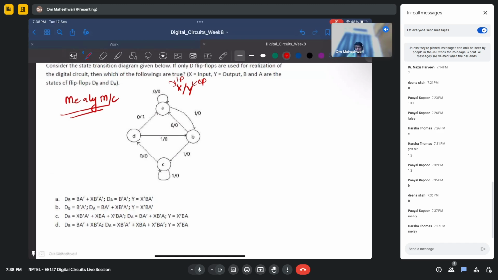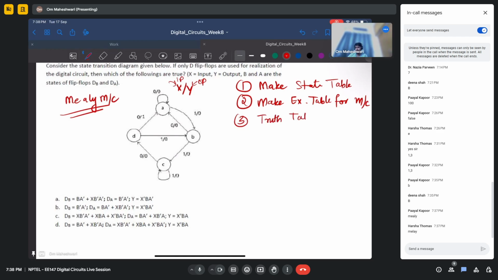So to do that, it consists of three steps. First is make state table. Step two is make excitation table for machine. Third is write truth table for flip-flop. Okay. So let us first start with the state table.